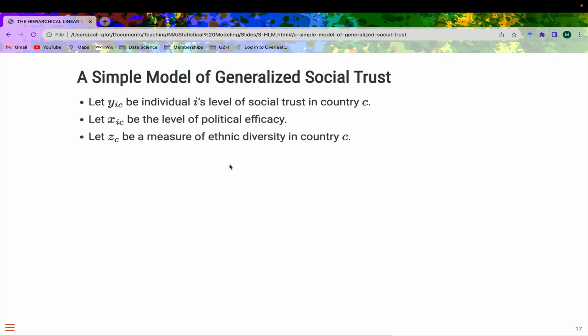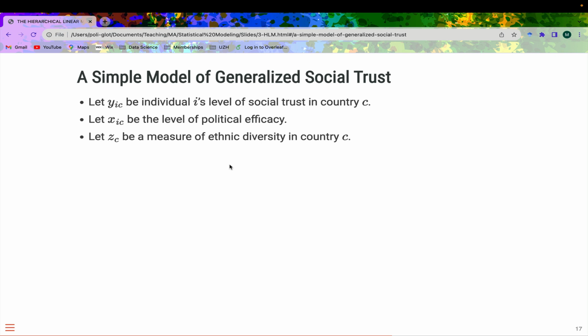So first, notation. We're going to look at individual i's level of social trust in country c. We're going to call that Y sub ic. We're going to assume that these individuals are nested inside one and only one country each.